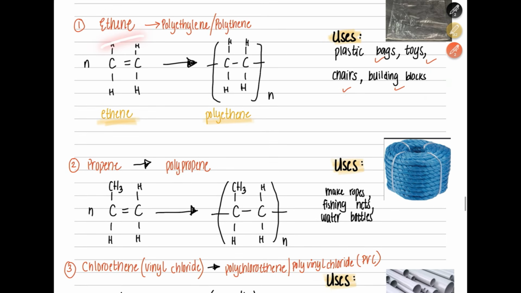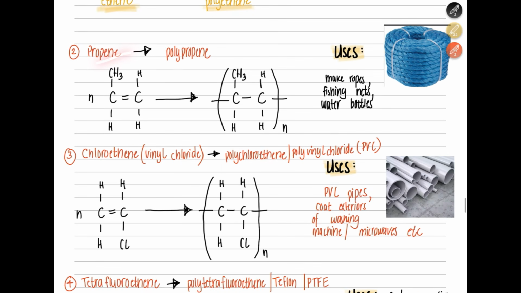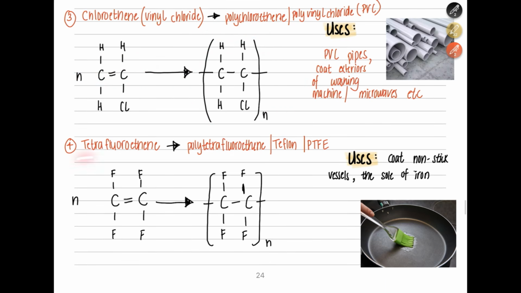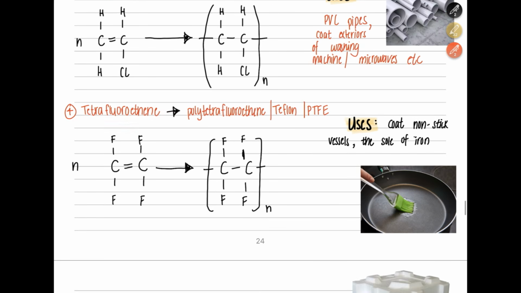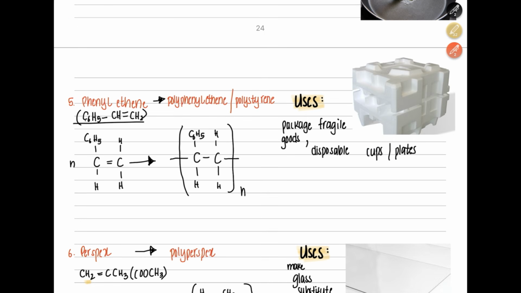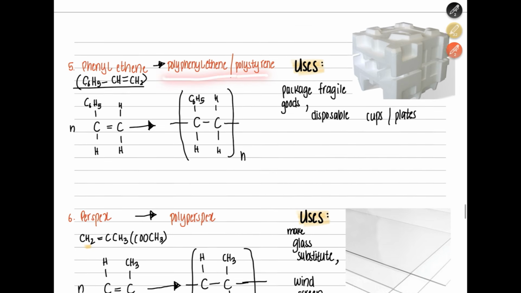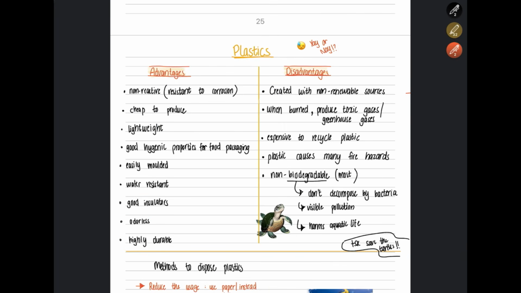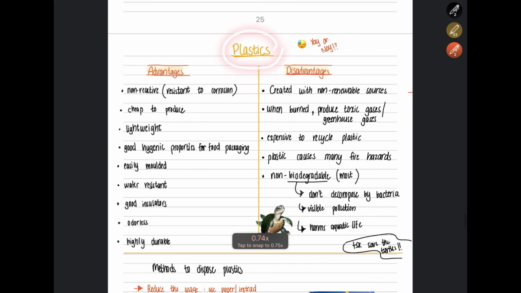Namely, you have ethene, propene, you also have chloroethene, which will give you PVC. The main idea is that the double bond is broken down and you get your polymer. You also have tetrafluoroethene, which will give you Teflon. You have phenylethene, which will give you polystyrene or polyphenylethene. You have perspex. And then you need to know about the advantages and disadvantages of plastic.